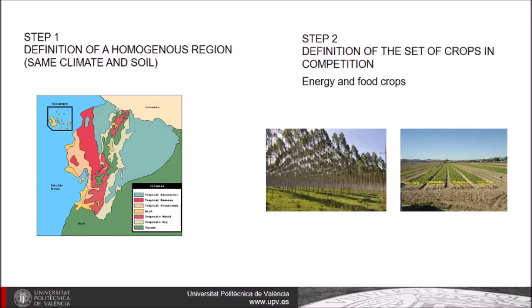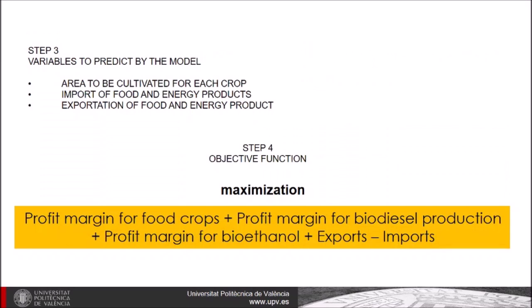For the application of the model, these crops must be defined, knowing their yield, cost, and market prices. The variables to predict by the model will be the area to be cultivated for each crop, import of food and energy products, exportation of food and energy products.